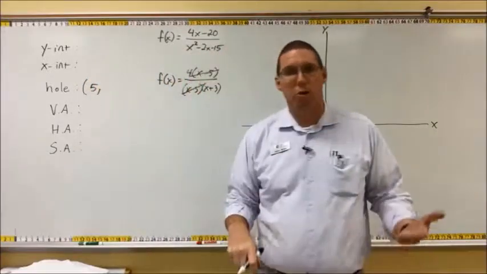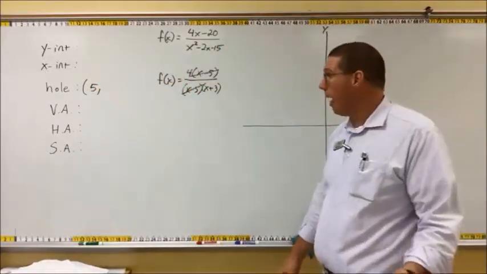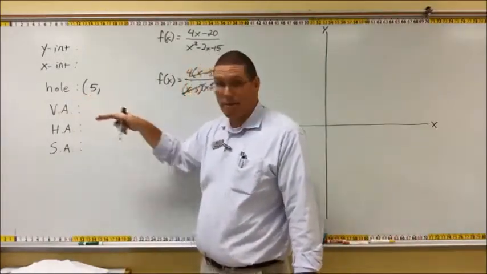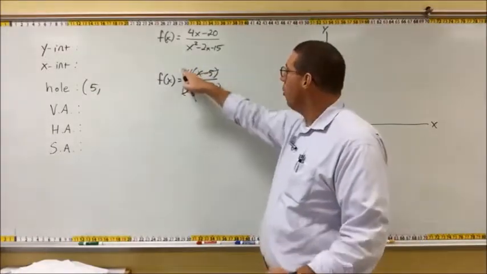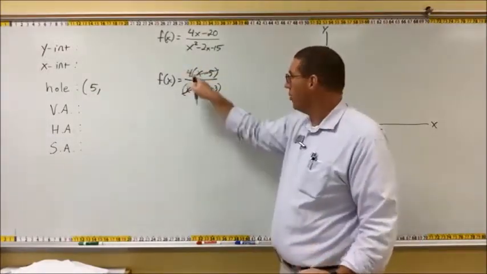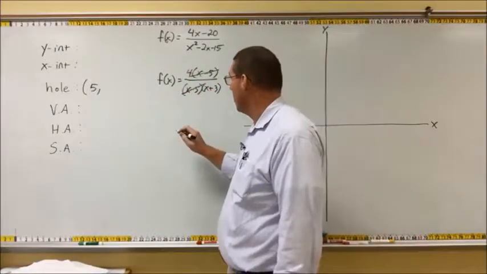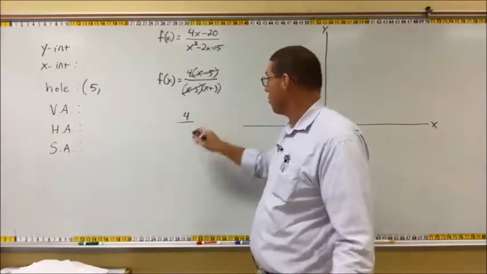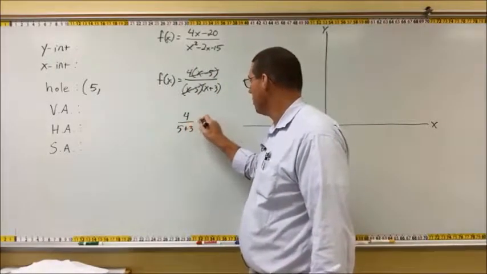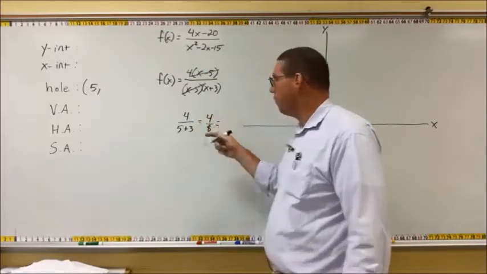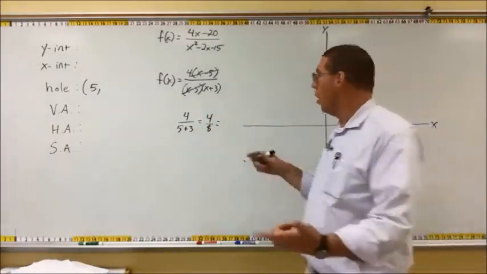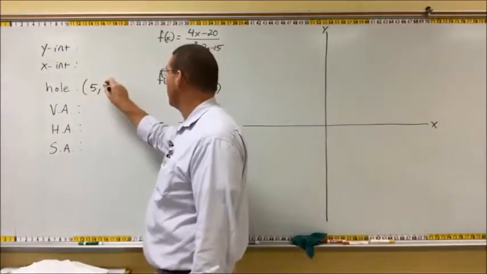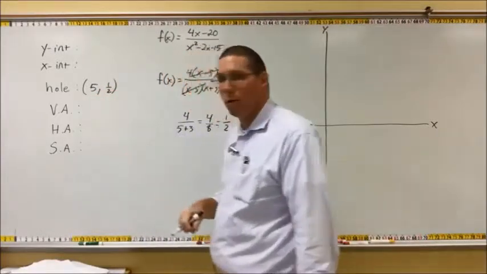Now we want to identify the actual coordinates of this hole because we just learned how to do that. The way we identify the coordinates of the hole is we plug the x value for the hole into what is left over in the function, and we have 4 over x plus 3. So we have 4 over 5 plus 3, so that's 4 over 8, and 4 over 8 reduces to 1/2. So this hole is at 5 and 1/2: x coordinate 5, y coordinate 1/2.